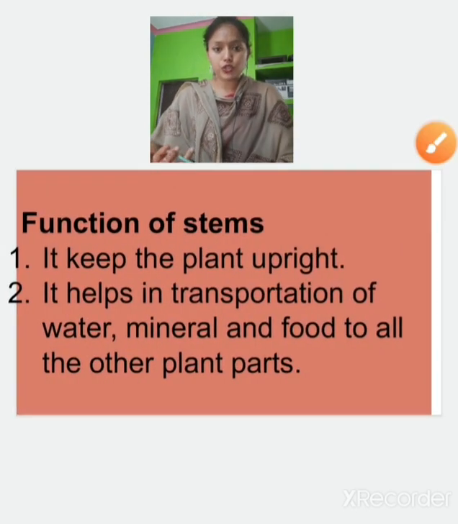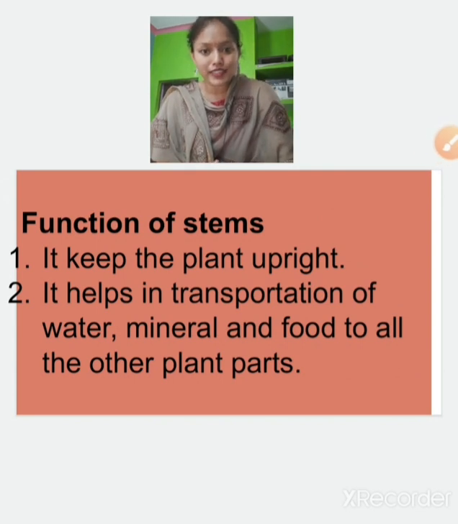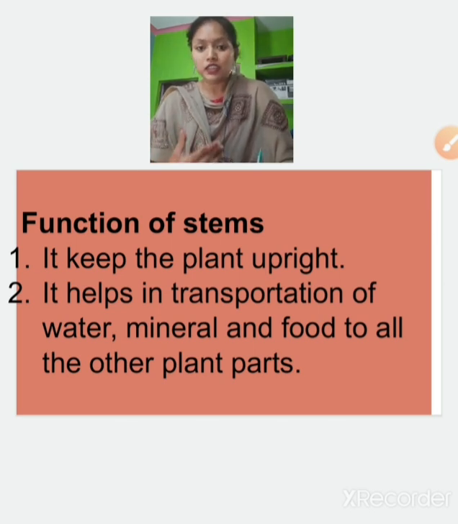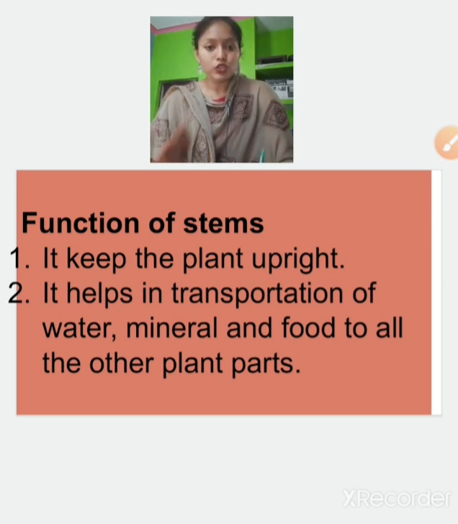Now, what are the functions of the stem? We will study the functions of the stem. The first function is that it keeps the plant upright. It helps the plant to stand upright. As you can see in the case of climbers and creepers, their stems are not that strong, so the plant cannot stand upright. So they just creep or crawl on the ground. But when the stem is strong, they can stand upright easily. So the stem helps to keep the plant upright.